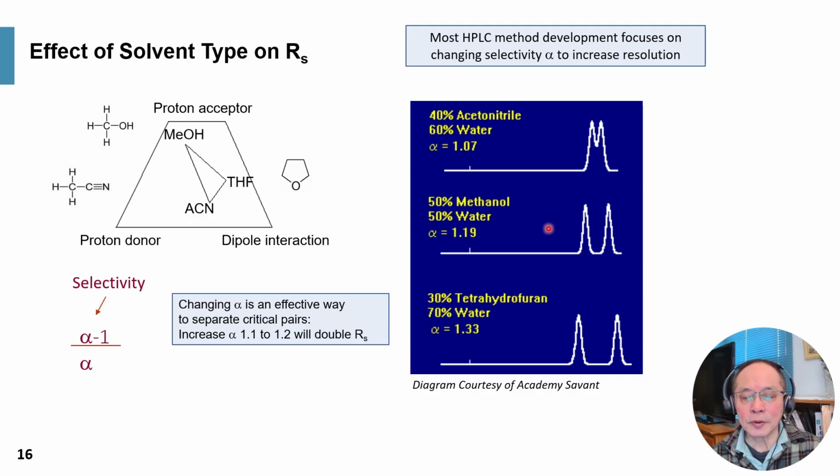Here's some example. There are two closely eluting peaks at 40% acetonitrile in water. The selectivity is 1.07, but if you switch over to methanol, because methanol is a weaker solvent, one has to use more methanol, so you have to use 50% methanol to give you the same retention. And alpha here is 1.19, which is much better than baseline resolved. THF is even stronger, and you only need about 30%, and the resolution happens to be even better.